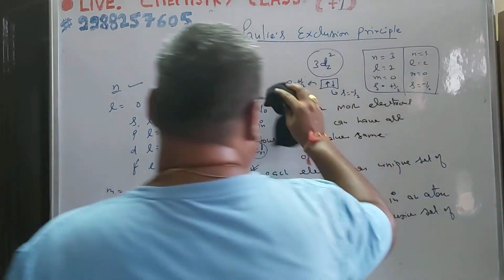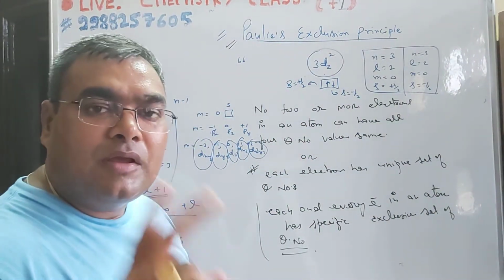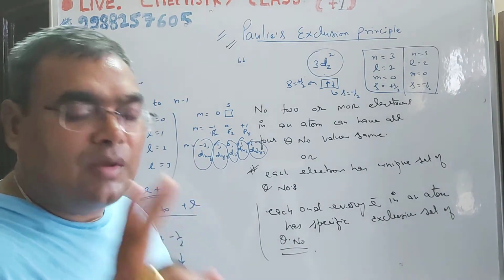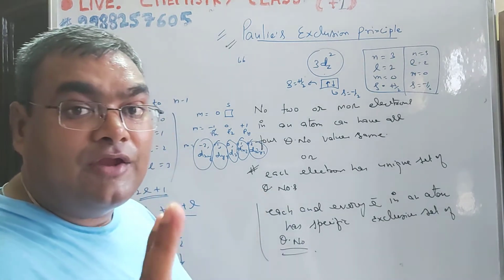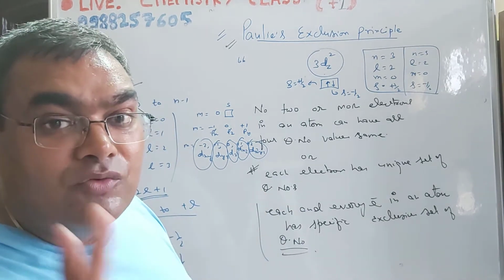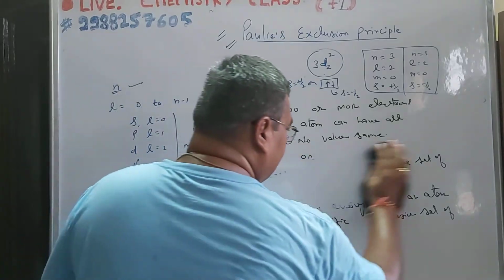ओके, सो this is Pauli's exclusion principle. इसकी importance ये है कि आपको किसी भी एटम में कभी भी 2 इलेक्ट्रॉन या इससे ज्यादा इलेक्ट्रॉन कभी नहीं मिलेंगे जिनमें चारों quantum number values same हों. Each and every electron has its specific, unique set of quantum numbers, exclusively.